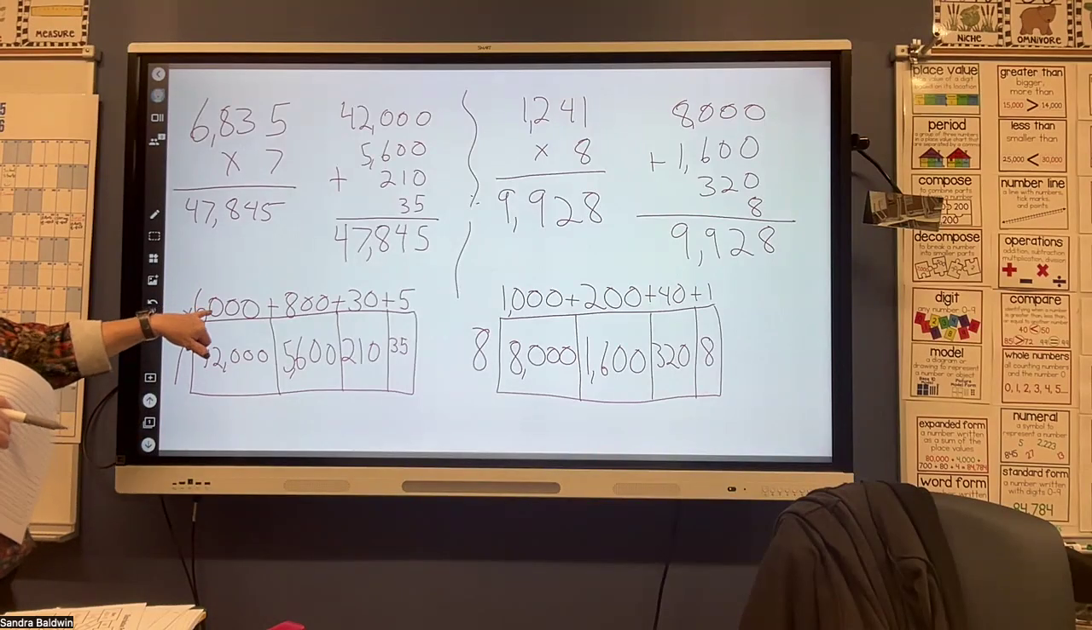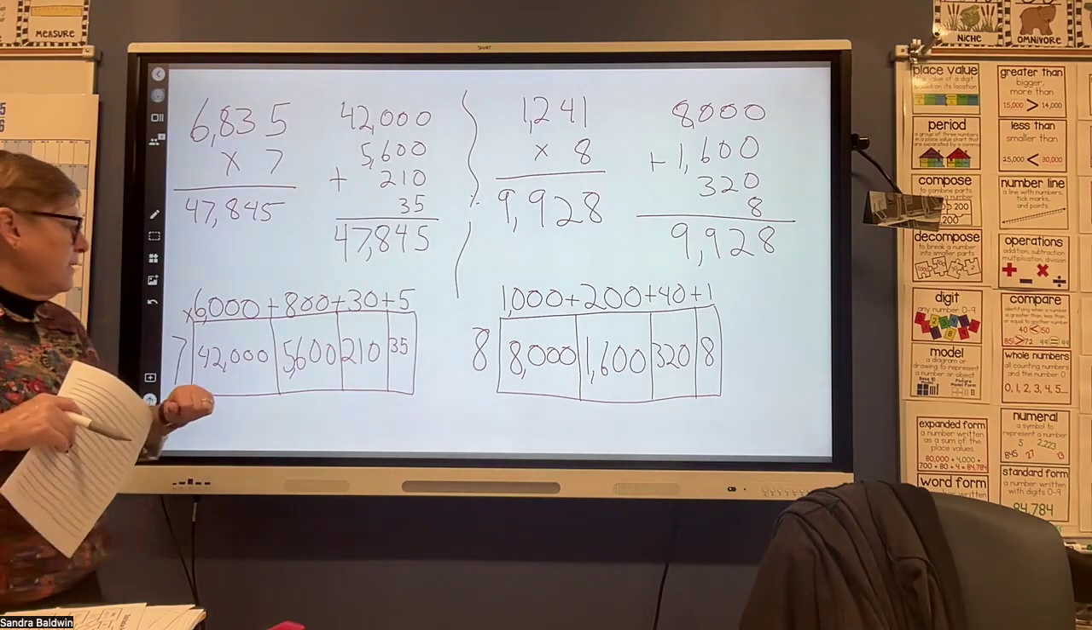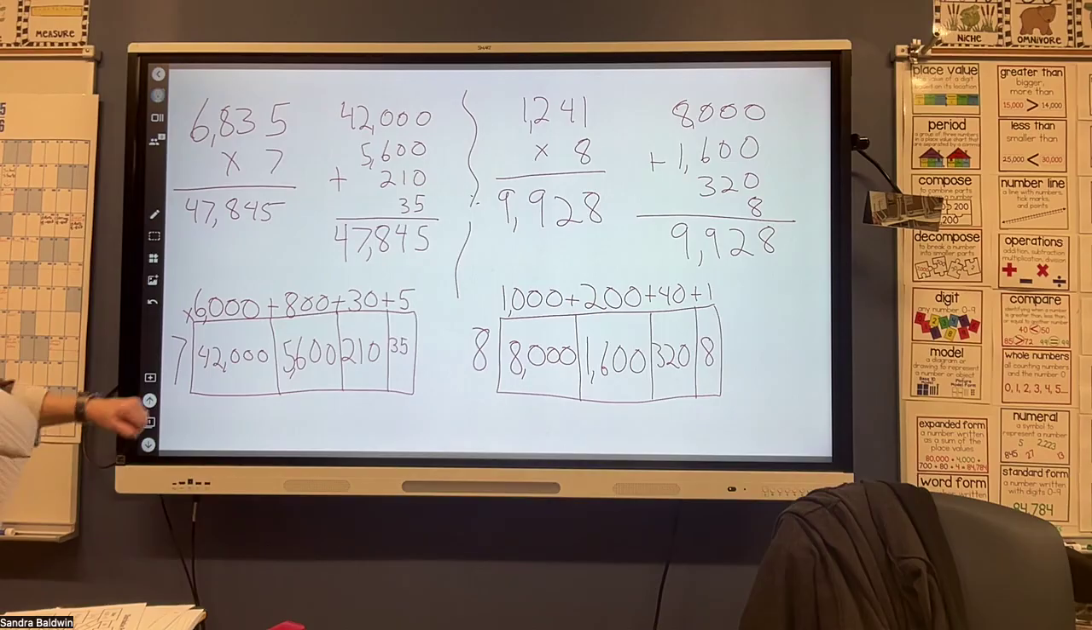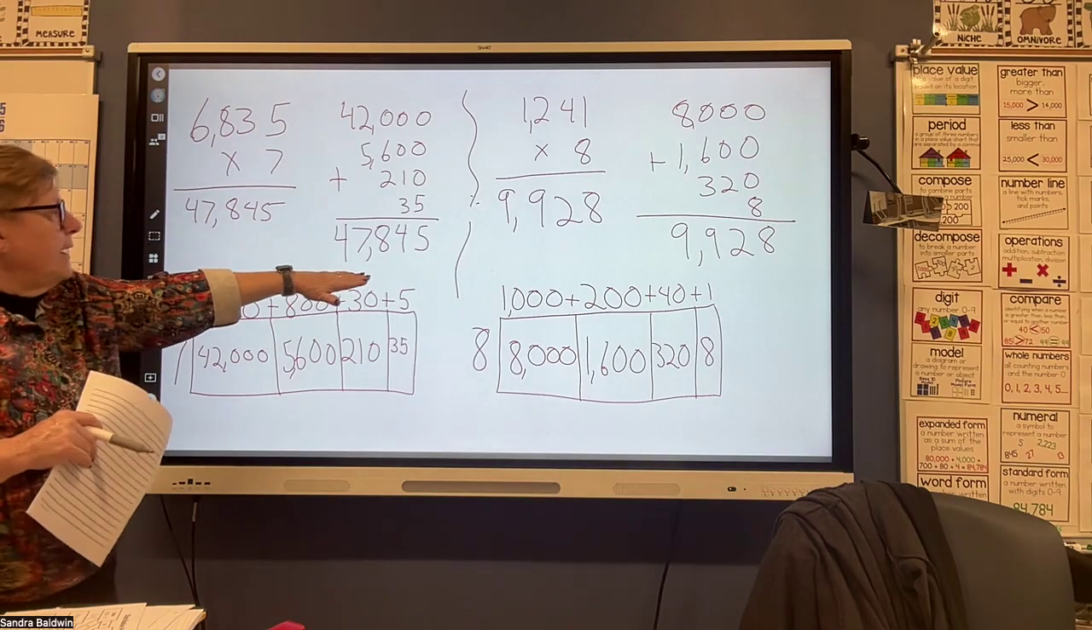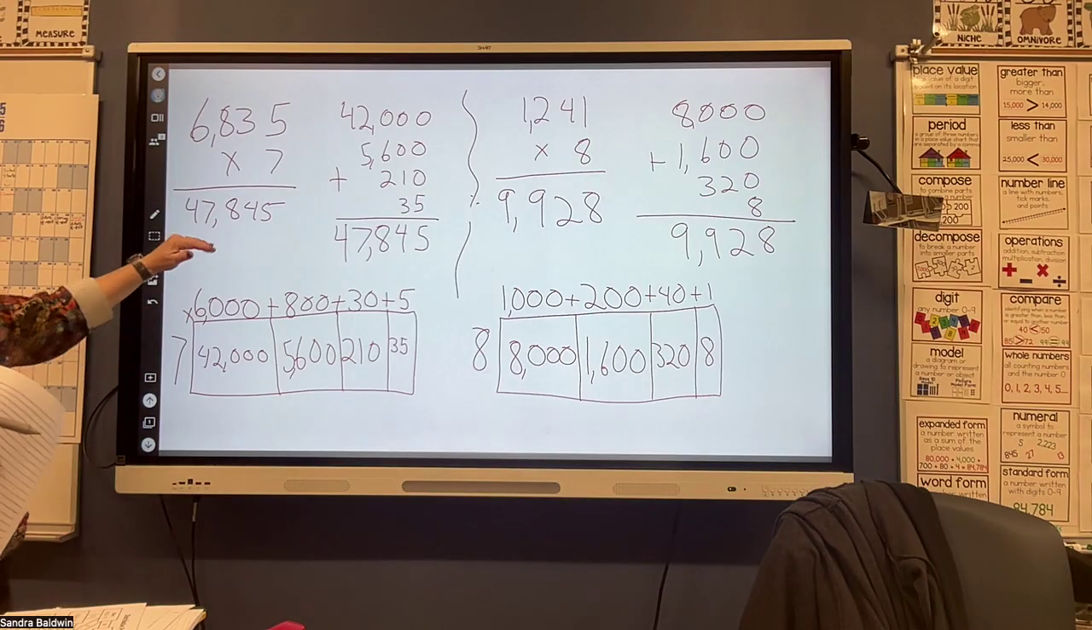The next step, I believe that's 8, is you're going to multiply each value by this factor. You fill in all the value boxes, then you add it up, and you end up with your product. And then you write your product in the appropriate place for your answer.